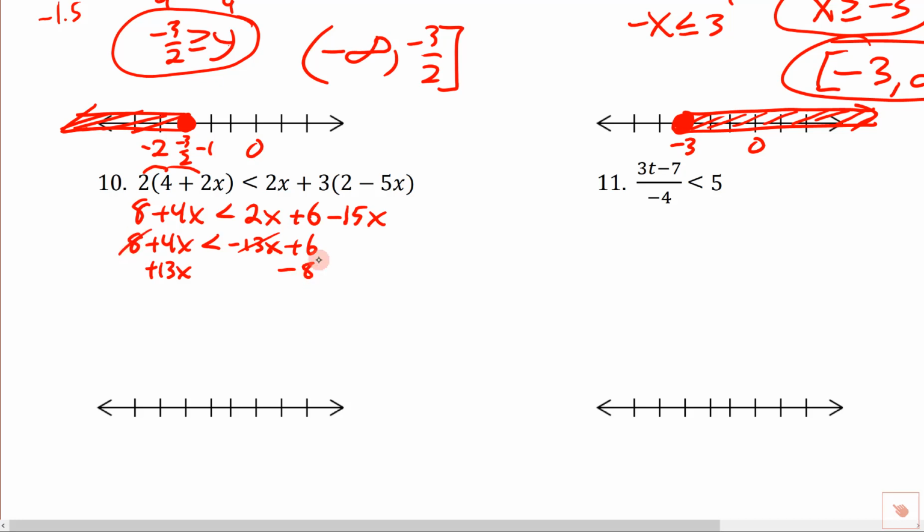So we're going to subtract 8. So this is going to give us, holy cow, take a look at this. This is a 17x less than, this is a negative 2. Interesting. This is not going to work out evenly, but we can deal with that. So here's what we get. We get x is less than negative 2/17. So I'm going to go ahead and circle that. We're going to graph this.